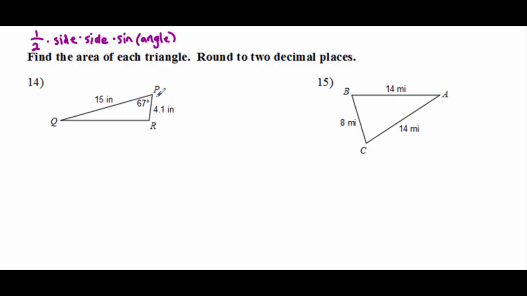As long as they give me side angle side like on 14, then I just need to put 15 and 4.1 where I've written sides and 67 where I have my angle. So I get 1/2 times 15 times 4.1 times sine of 67, and it gives me the area of this triangle. If you want to, you can type 0.5 instead of 1/2 into your calculator.